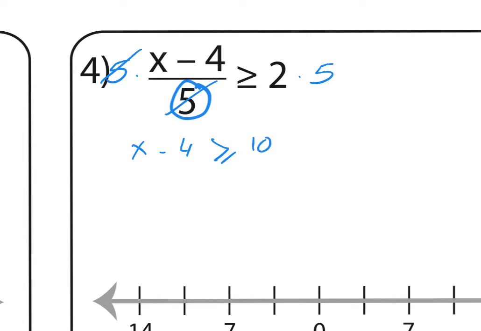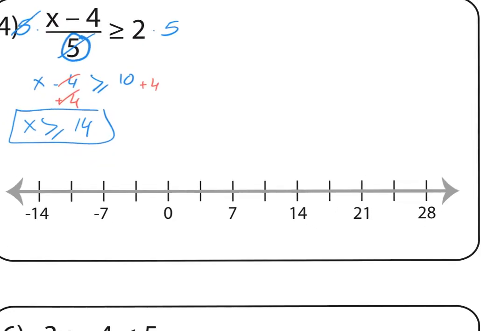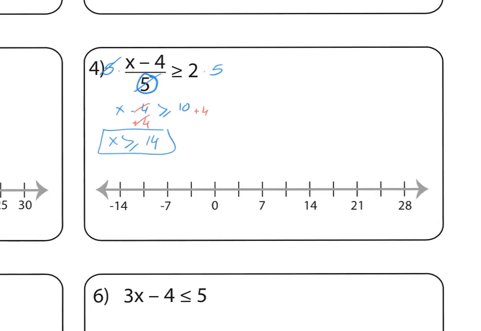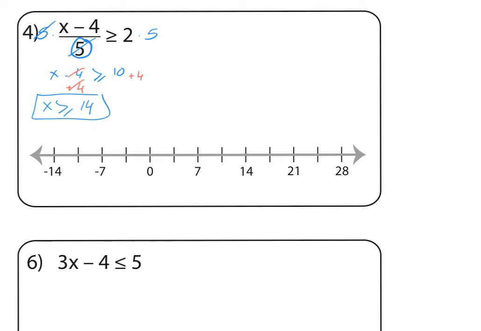So the next step, we're just going to add 4 because we need to cancel negative 4. So we're going to add the opposite here. And that will be x greater than or equal to 14, right? And that's the answer. Since we have equal, x greater than or equal to 14, 14 is included in the solution set. It's going to be a shaded circle for 14 and all the values to the right of 14.